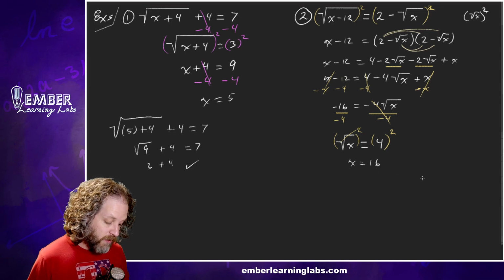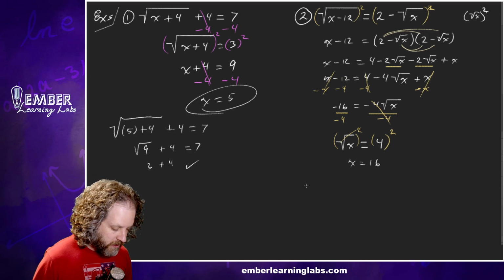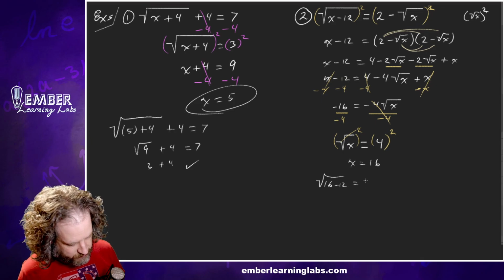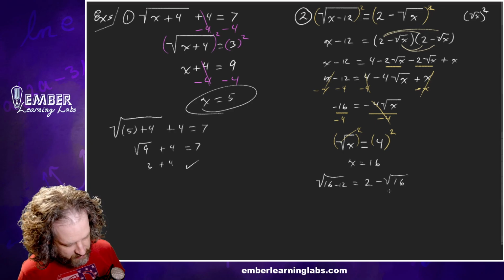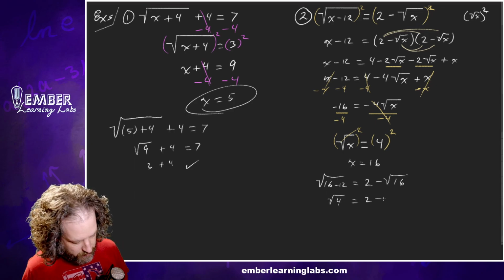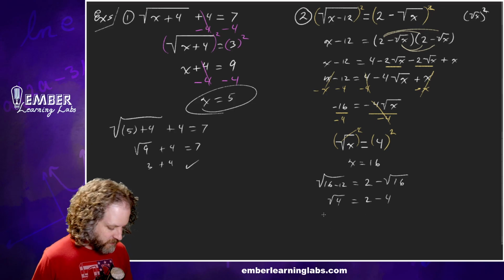Okay, so we've got to go back and run our check. Circle this answer over here. Run our check. So we're going to do the square root of 16 minus 12 equals 2 minus the square root of 16. 16 minus 12 is 4, so this is the square root of 4 equals 2 minus the square root of 16 is 4, so 2 minus 4.